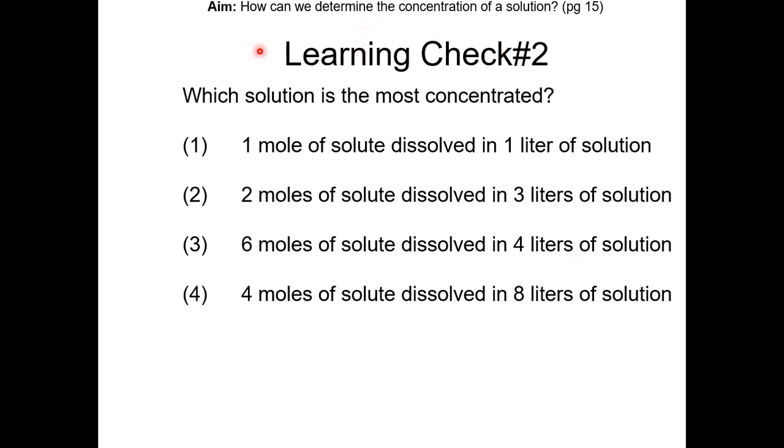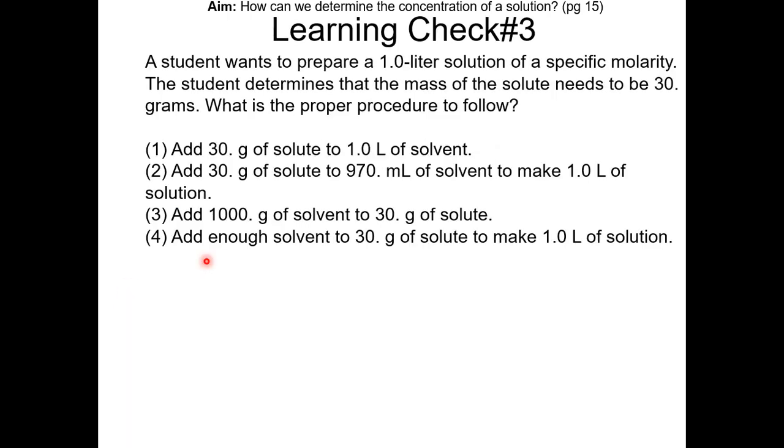Learning check number 2. Which solution is the most concentrated? Pause the video and resume as completed. The answer is choice 3 because the molarity is the greatest. Choice 1 has a molarity of 1 molar. Choice 2 will be 2/3 molar. Choice 3 is 6/4 molar. Choice 4 is 1/2 molar. Therefore, choice 3 is the most concentrated.